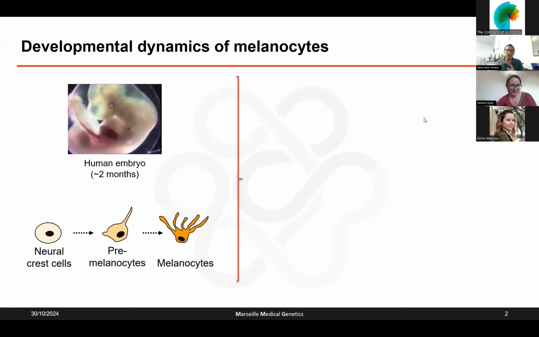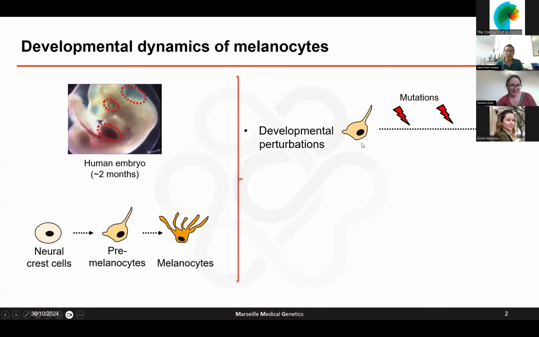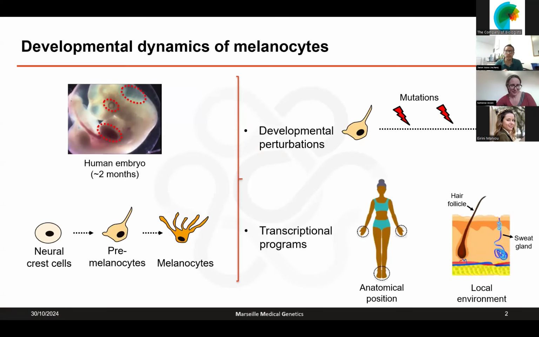So during human development, at around 2 months gestation, pre-melanocytes, which derive from the neural crest, start to migrate to reach most of the skin, but not just the skin. We also know that melanocytes are found in other tissues, such as the central nervous system, the eyes, a gland associated with the eyes, or even the heart.